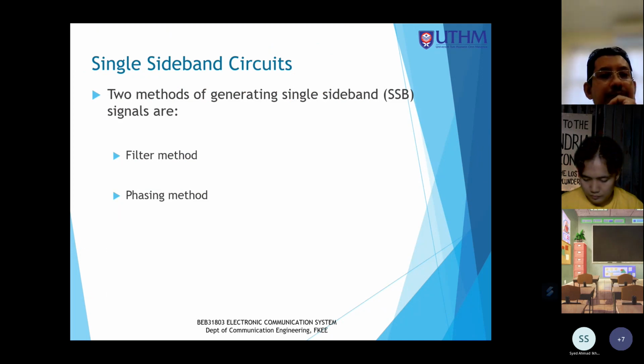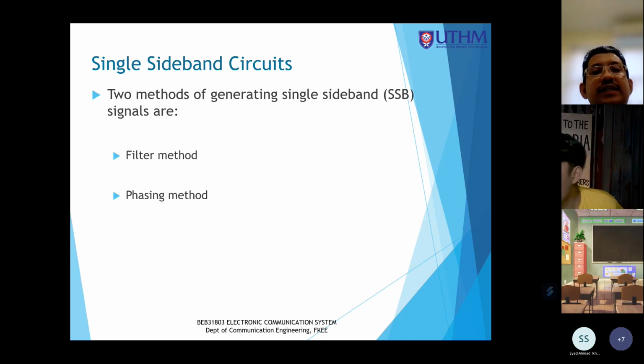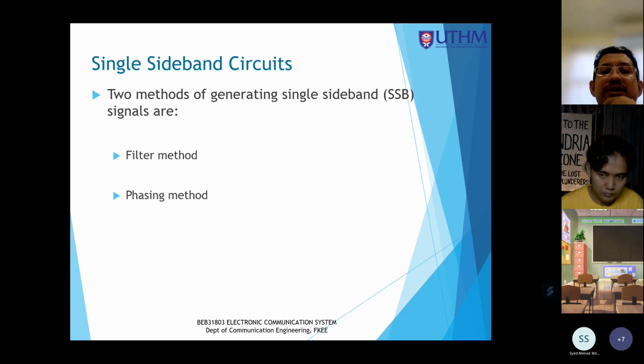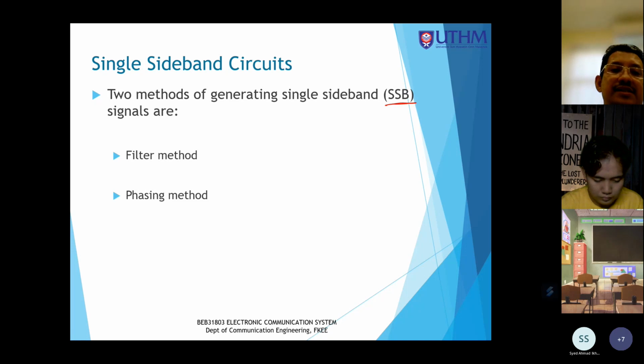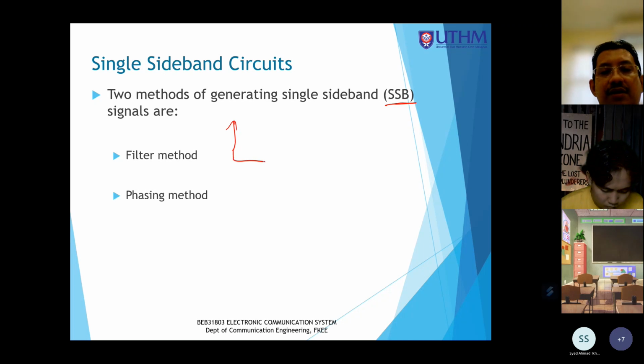Okay. Berkenaan dengan ini pula, now we want to look about a single sideband circuit, yang mana kita nak menghasilkan single sideband signal. We want to produce single sideband signal. So remember single sideband tu bentuknya macam mana? Kalau you masih ingat, single sideband ada dua jenis. Yang pertama, single sideband with carrier.